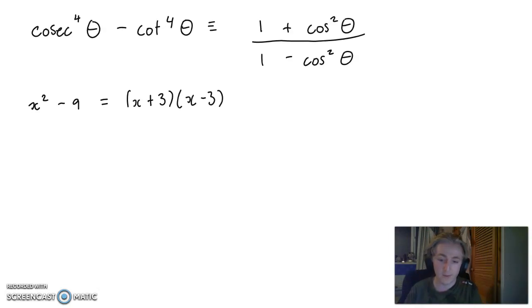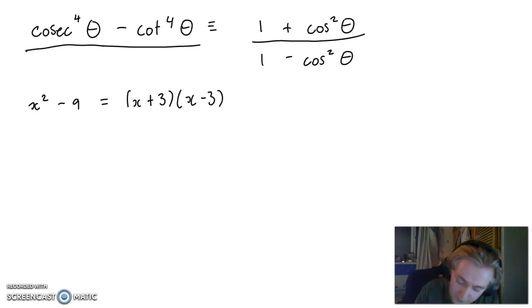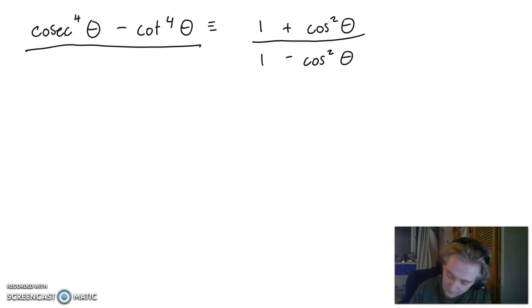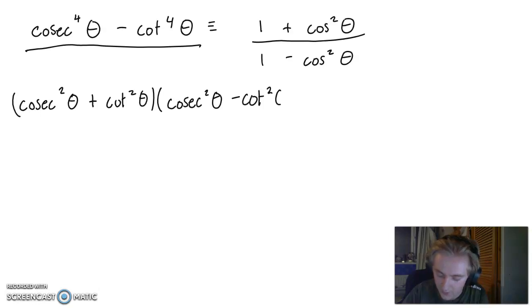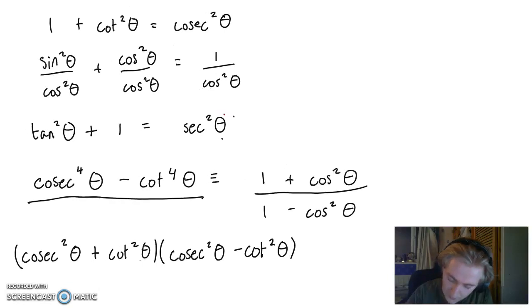Well, that's exactly right, and we actually just want to do that for the cosec and the cot. So, if I rub that out quickly. Like you said, we'll have the cosec squared theta, and we've got one of them added to cot squared theta, and then the other one minus, so cosec squared theta minus cot squared theta.